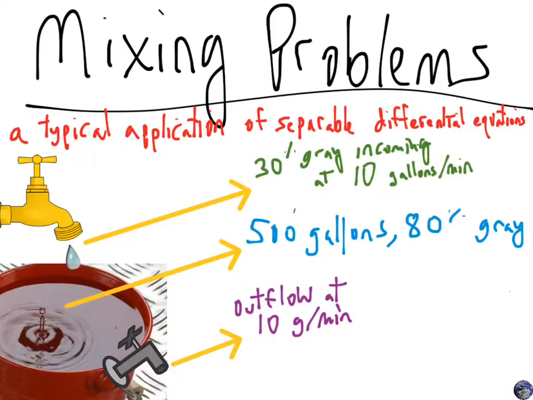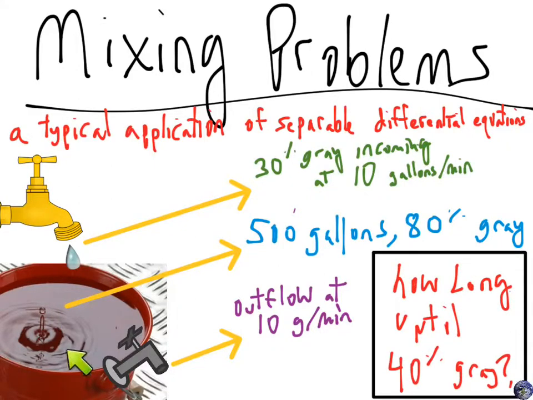So the question that we're going to ask is, how long until the mixture in the bucket is at 40% gray? Right now it starts out at 80%. We're mixing in 30% continuously, and it's also pouring out at 10 gallons per minute, so it keeps the bucket even. How long until it hits 40% gray? That's the question that we want to answer.